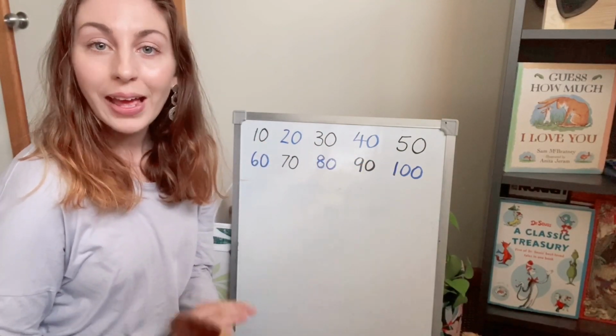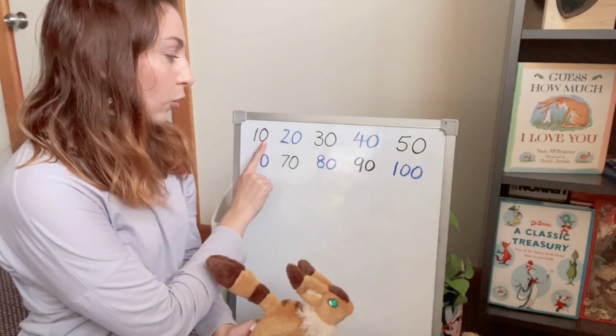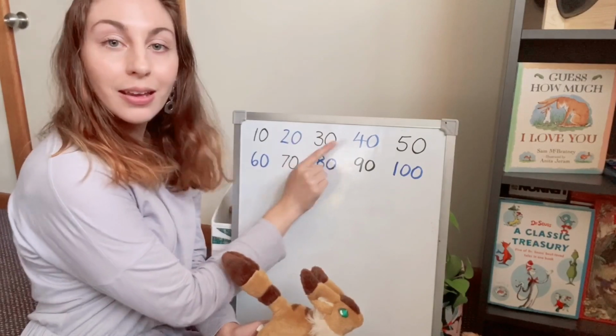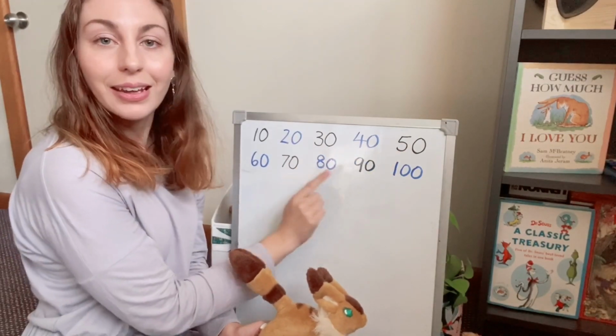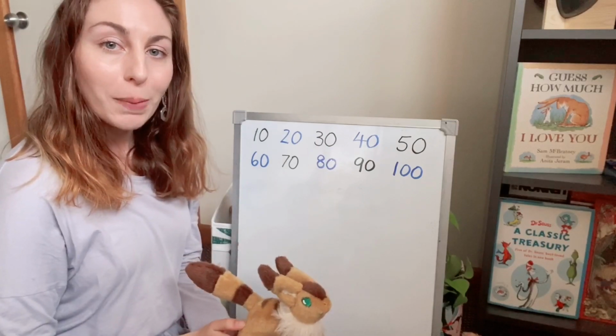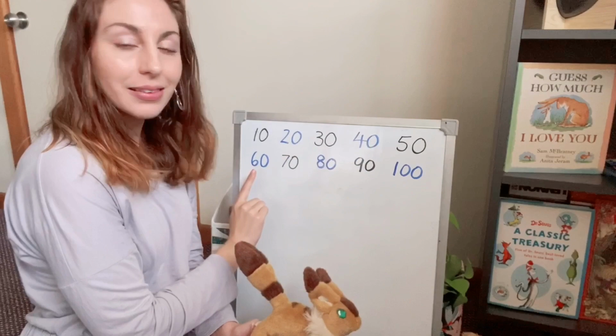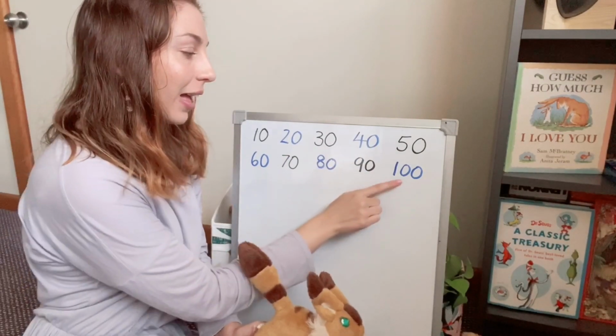I wonder if you can help Teto. I'm going to say the black numbers, so the 10, the 30, the 50, the 70 and the 90, and Teto and you are going to do all the blue numbers, 20, 40, 60, 80 and 100.